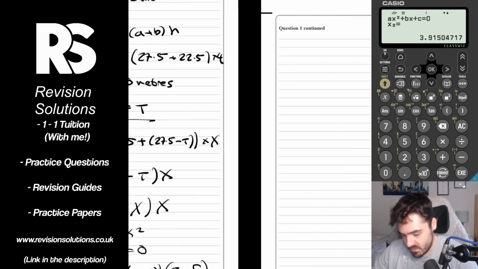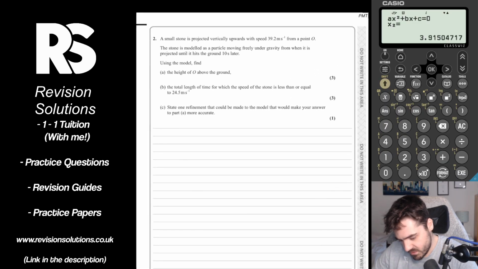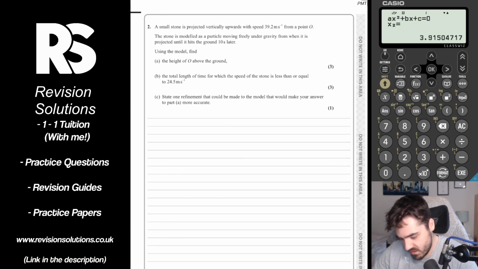Moving on now to the next question, question 2. It says a small stone is projected vertically upwards with speed 39.2 meters per second from a point O. The stone is modeled as a particle moving freely under gravity from when it is projected until it hits the ground 10 seconds later. Using the model, find the height of O above ground.